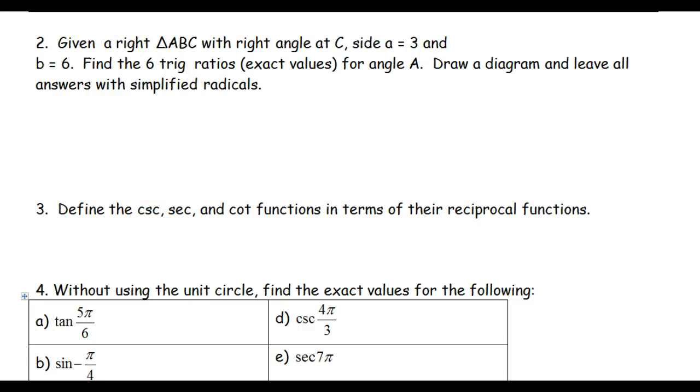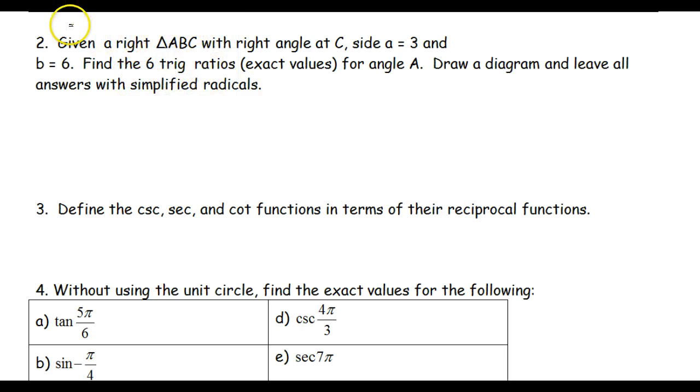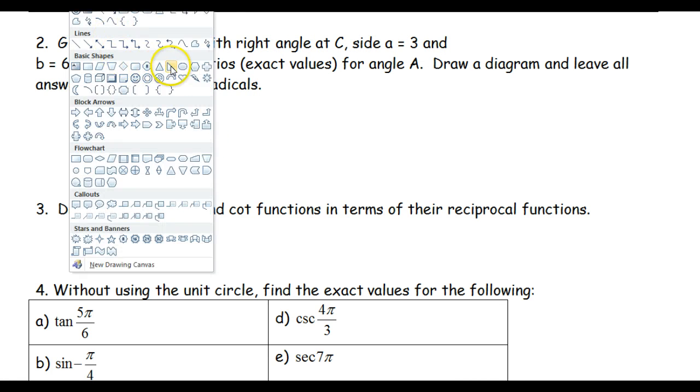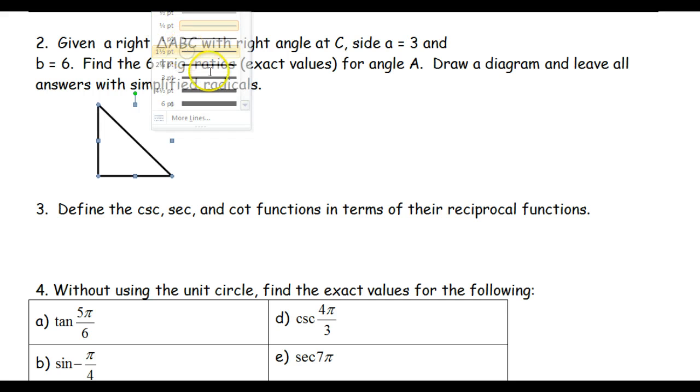Alright, in this video we're going to look at the basic definitions of the 6 trig functions. So problem number 2, given a right triangle ABC with a right angle at C, so I guess we should draw it. So here's my right triangle right here. Let me zoom in a little.